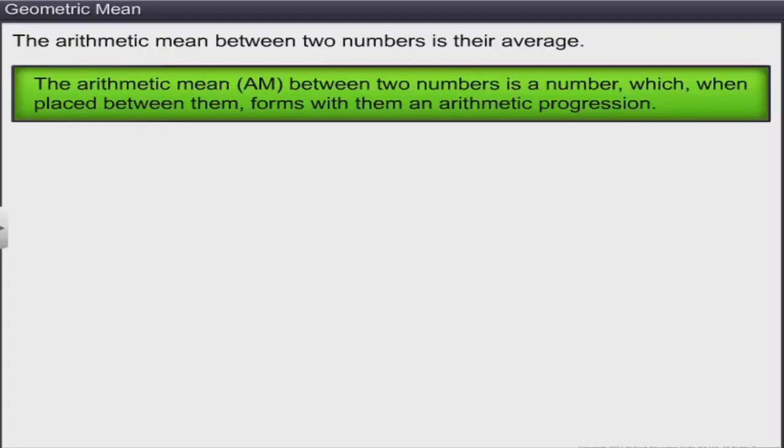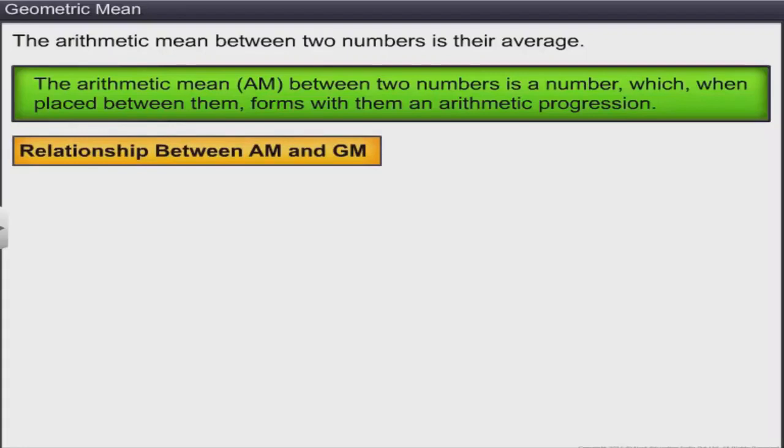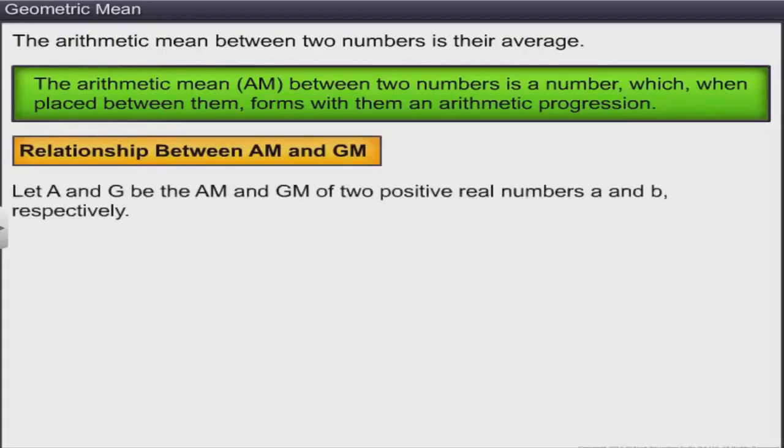Let's now see the relationship between the arithmetic mean and the geometric mean. Let A and G be the arithmetic mean and geometric mean of two positive real numbers a and b respectively. Then A is equal to (a plus b) upon 2 and G is equal to square root of a into b. Now, let's calculate A minus G.